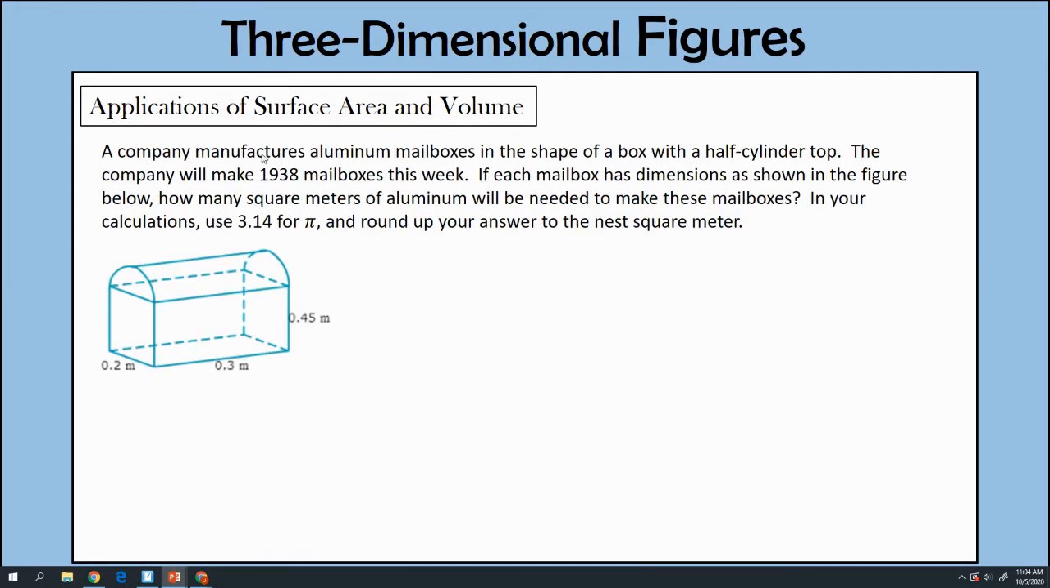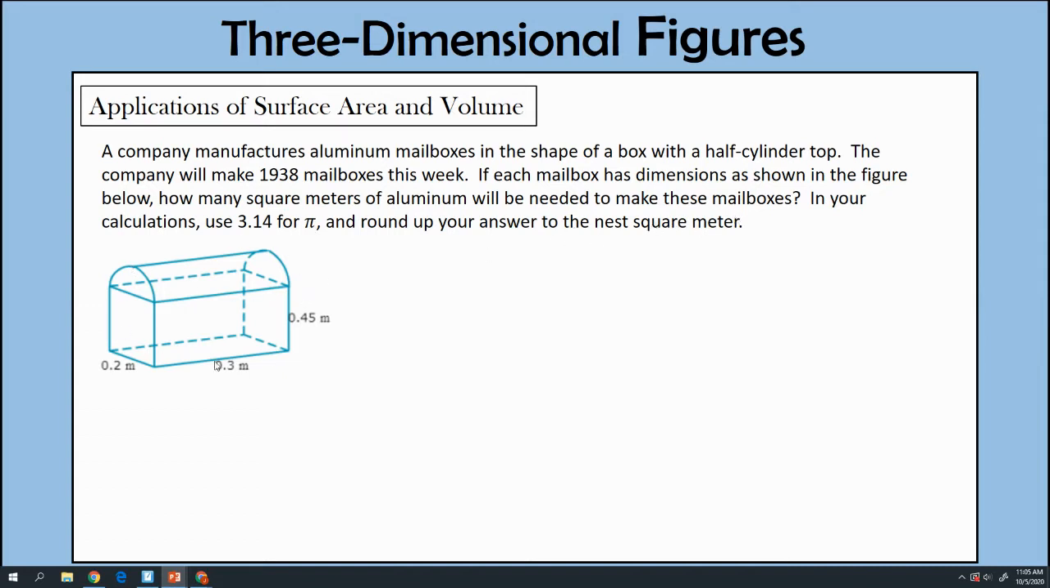So we have a company that manufactures aluminum mailboxes in the shape of a box with a half cylinder on top. The company's going to make 1,938 mailboxes this week. If each mailbox has the dimensions as shown in the figure below, how many square meters of aluminum will be needed to make the mailboxes? Use 3.14 for pi, round your answer up to the nearest square meter.